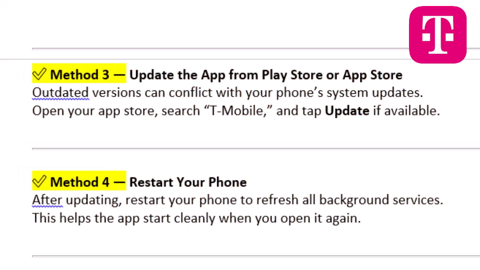Method 3. Update the app from Play Store or App Store. Outdated versions can conflict with your phone's system updates. Open your App Store, search T-Mobile, and tap Update if available.